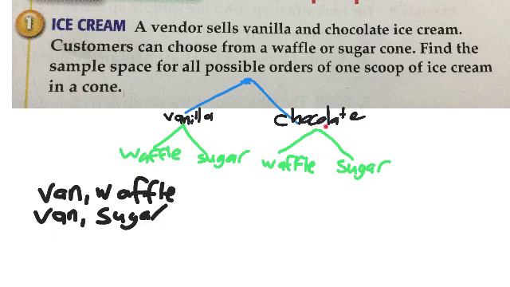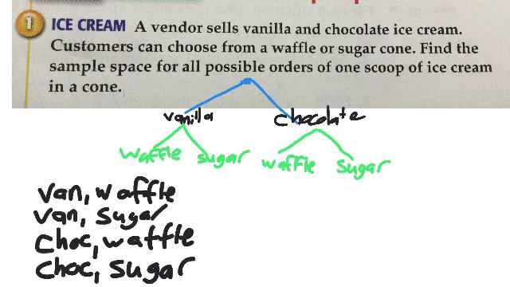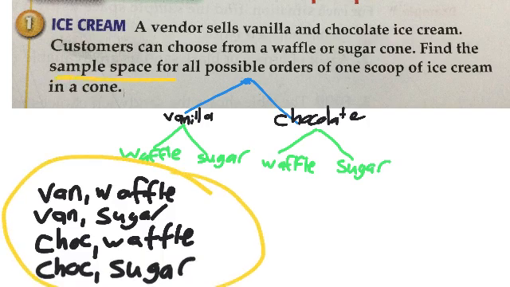So now I go to chocolate waffle. And then the last one is chocolate sugar cone. So there are 4 possible outcomes. And when it tells me to list them in a sample space, I have to tell what those 4 outcomes are. And right here they are.